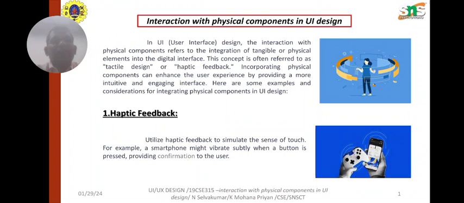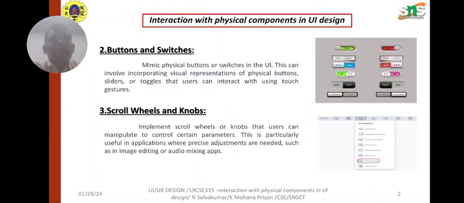The first one is haptic feedback. Utilize haptic feedback to simulate the sense of touch. For example, a smartphone might vibrate subtly when a button is pressed, providing confirmation to the user. This is the communication between the user and the system. That is haptic feedback, which is also called touch feedback.